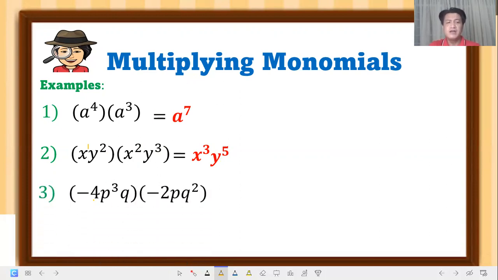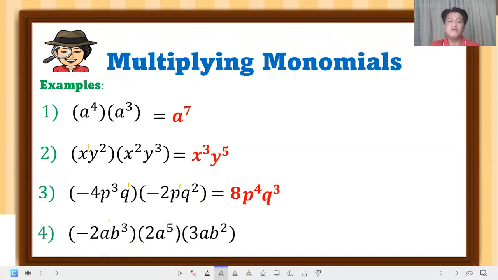Okay, let's have number 3, negative 4p cube q multiplied to negative 2p q square. Okay, so paano yan kung meron tayong numerical coefficient? First, we are going to multiply first the numerical coefficient. Since this is negative, multiply to negative becomes positive 8. And what is p cube times p? Okay, remember, copy the base and add the exponent. Kaya mayroon pong 1 dito na exponent si p. Kaya 3 plus 1, it becomes 4. And what about the q times q squared? Di ba meron siyang 1 and that is q raised to 3. Di ba? 1 plus 2, kaya 3 po ang exponent ni q.